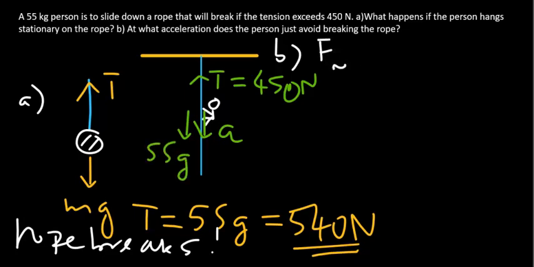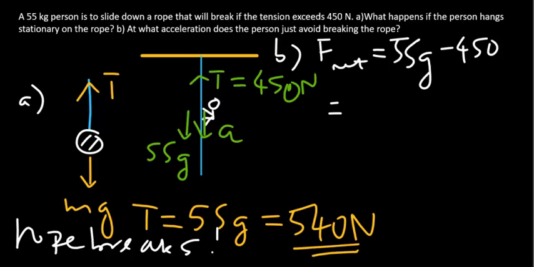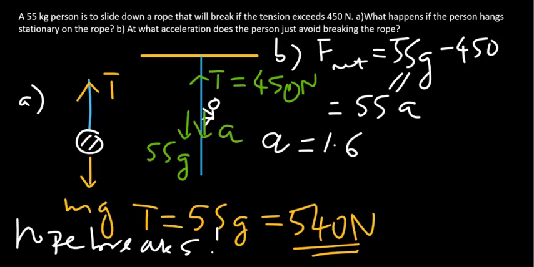So let's first work out the net force. The net force is downward, and that is 55 times gravity, the weight that is, minus the 450 newtons of threshold tension. According to Newton's second law, that must be ma. M is 55 kg times a. Equating the two, you should be able to figure out the acceleration. Doing the calculation, you'll get acceleration to be 1.63 meters per second squared. So at that acceleration, the person just avoids breaking the rope. And that solves the problem.